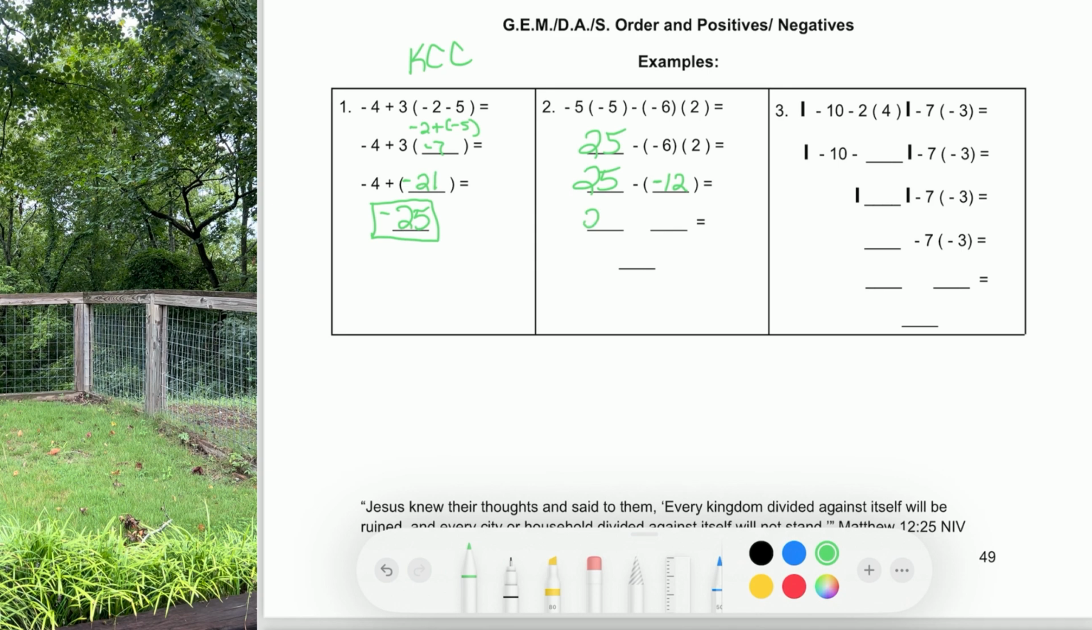I'm now going to do the keep, change. So 25 plus 12, and we end up with 37.